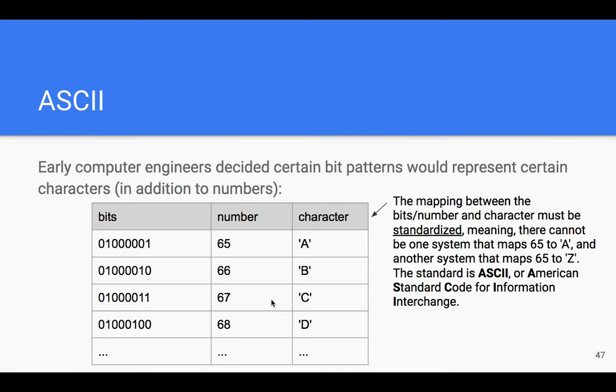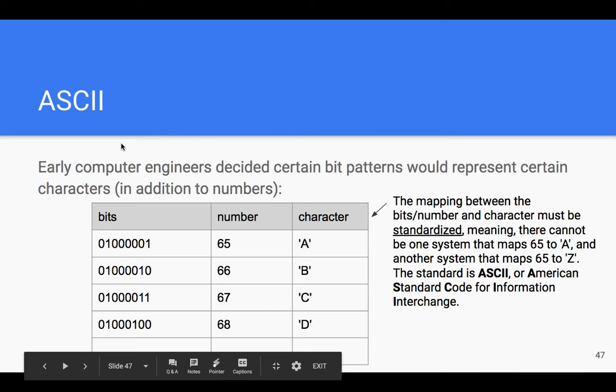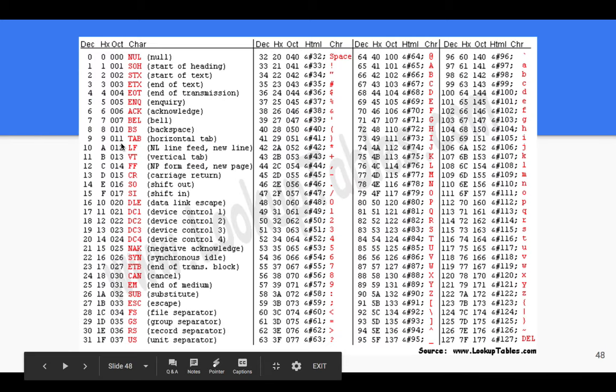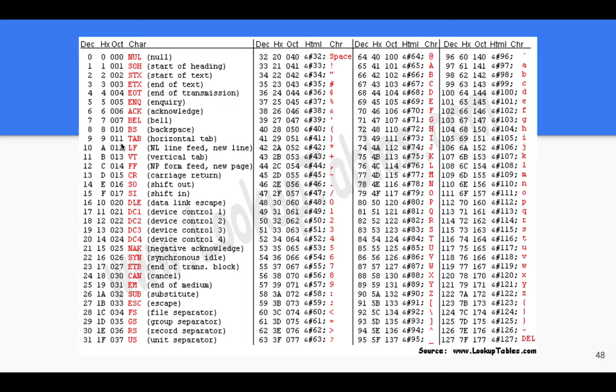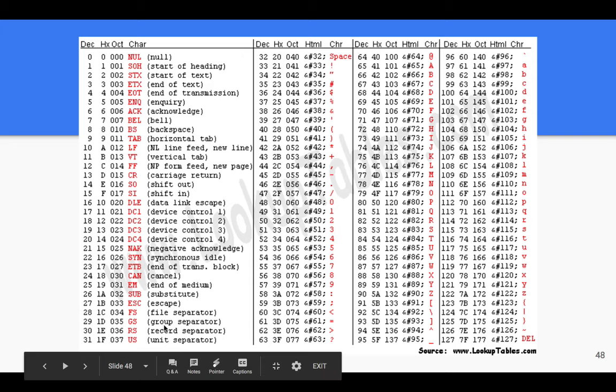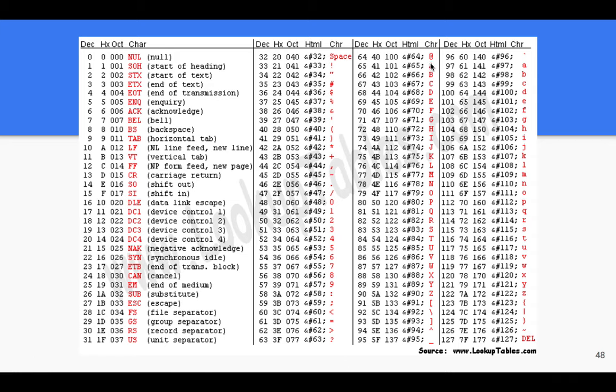So this is just a small ASCII table. The entire ASCII table looks like this. Okay, so the way to read it is there are many columns, and the most important columns are the first column, which is the decimal number, and then the last column, which is the character. Now, there are lots of non-printable characters. The ones that we mostly care about are the printable ones, such as all the alphabets, right? All the capital letters and small letters.